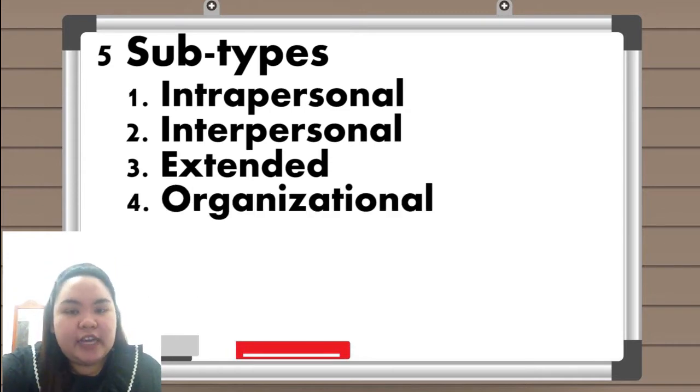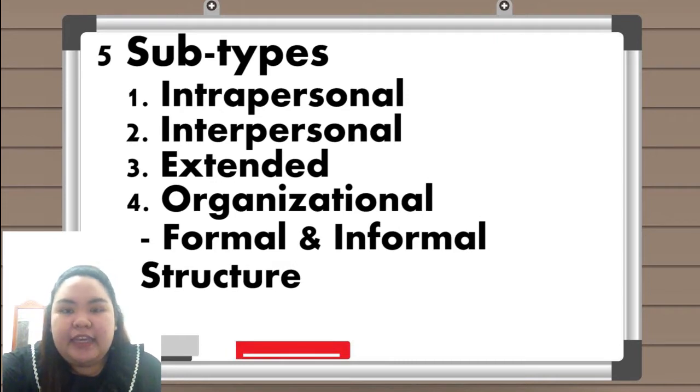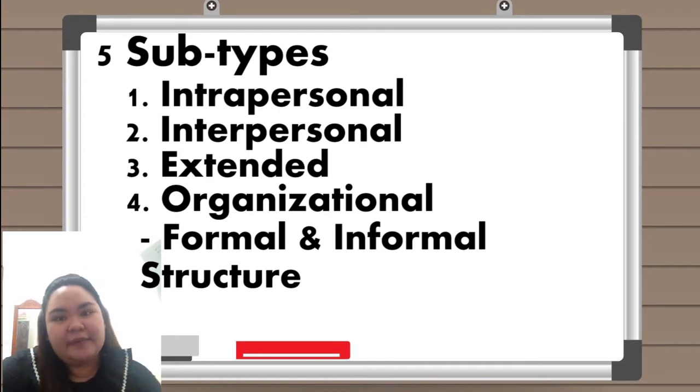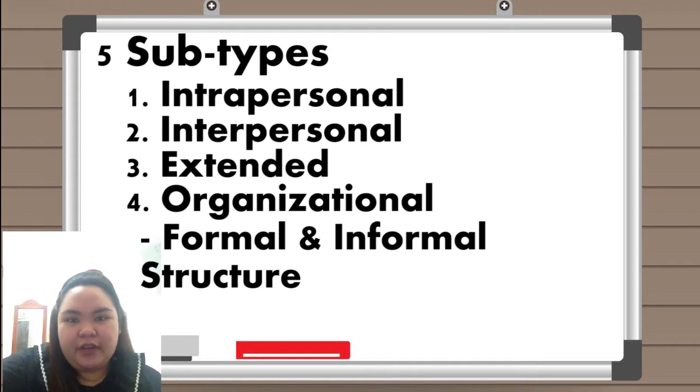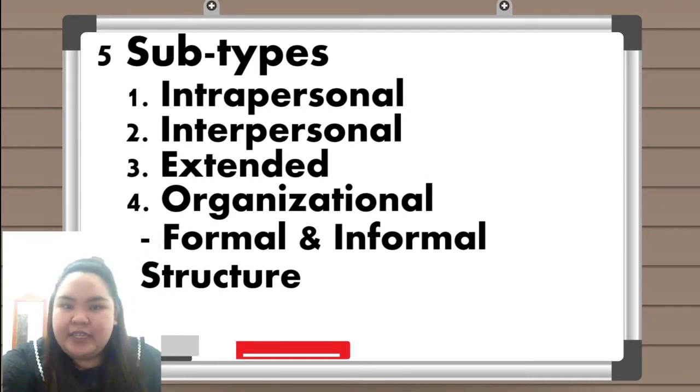Number 4 is organizational communication. It can be formal and informal. Formal can be downward, in which the flow of communication is from the upper to the lower level, for example, manager to staff. It can also be upward communication, where the flow of communication is from the lower to the upper level.